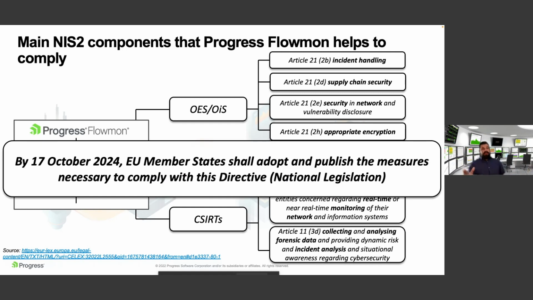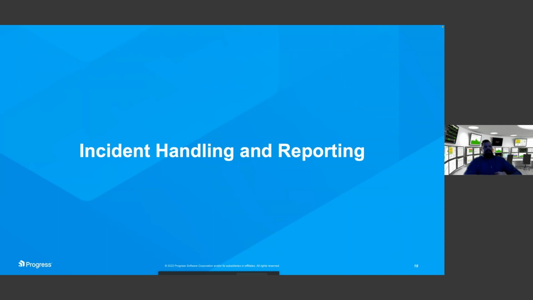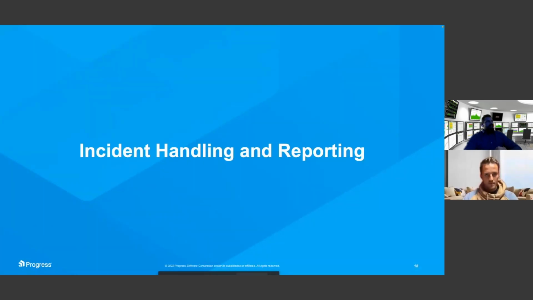But do not forget, all these articles described in the directive need to be transposed, adopted and published by national legislation, by every single EU member state, by October 17, 2024. So let's talk more about the handling and reporting. This is about the article.